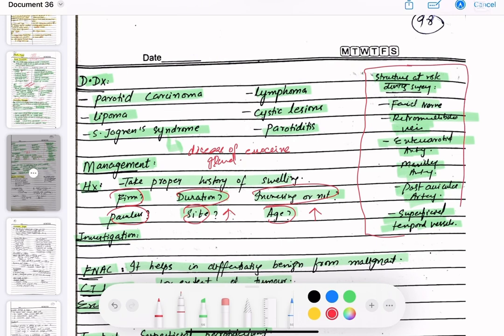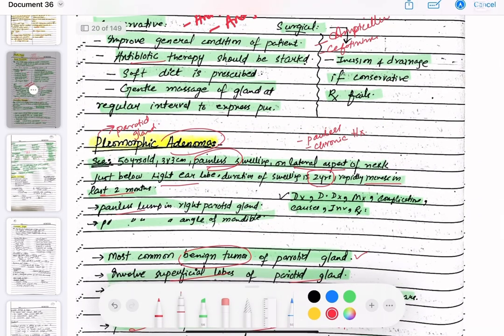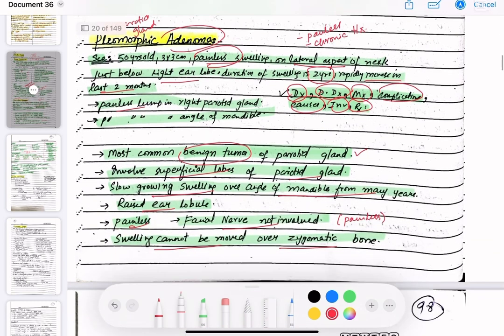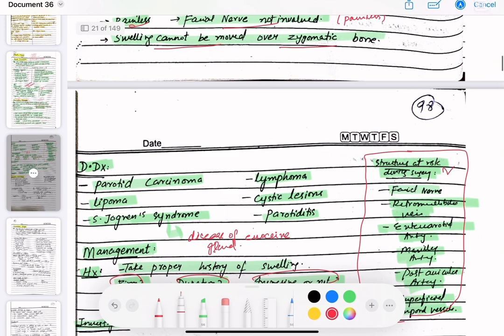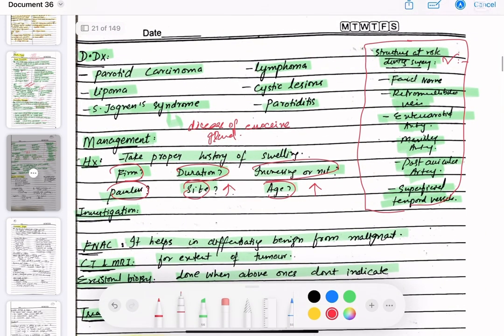So a side question can also be asked here. We have discussed the diagnosis, differential diagnosis, management, complications, causes, investigation, and treatment. We can also mention in the complications that injury of the facial nerve, external carotid artery, maxillary artery, retromandibular vein, and superficial temporal vessels can occur in the surgery of pleomorphic adenoma.